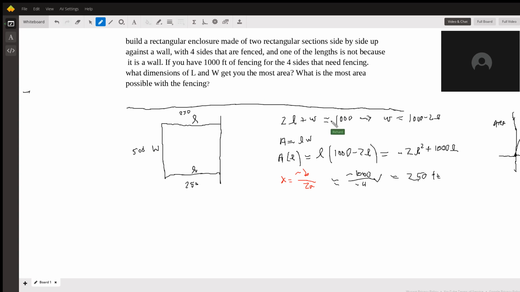And what's the best area? Well, the best area is going to be 250 times 500. So I'll grab my calculator. And I get 125,000 square feet.